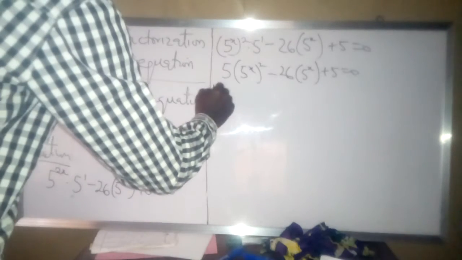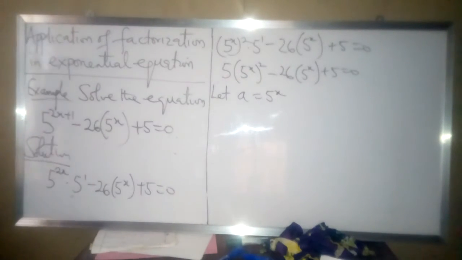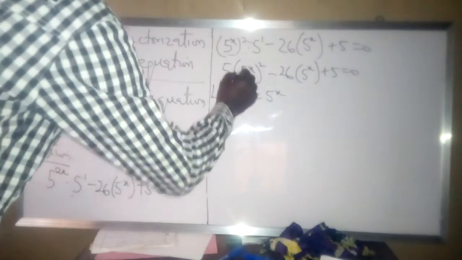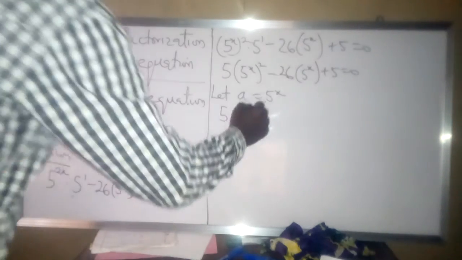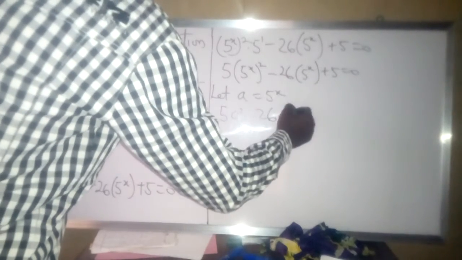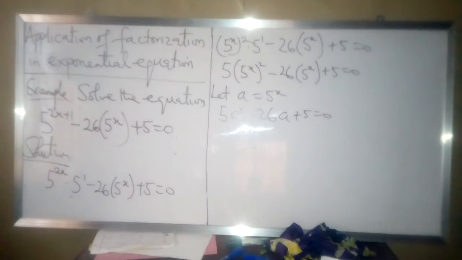So we can now say let a be equal to 5^x. Let's just pick a letter to represent 5^x. So that will be 5a squared minus 26 into a, because 5^x is now a, plus 5 is equal to 0. So clearly, this has led us to a quadratic equation.